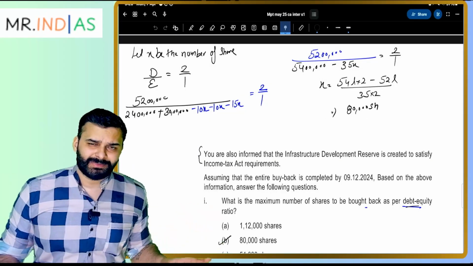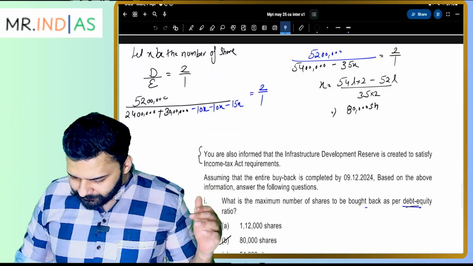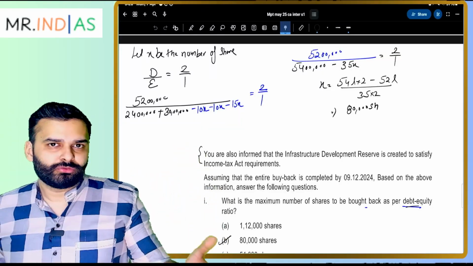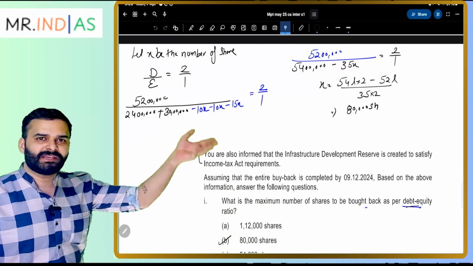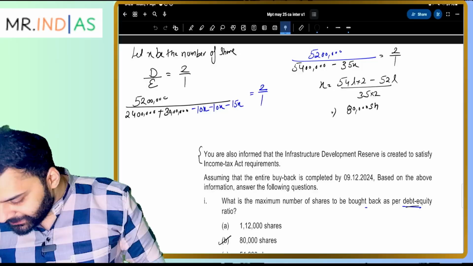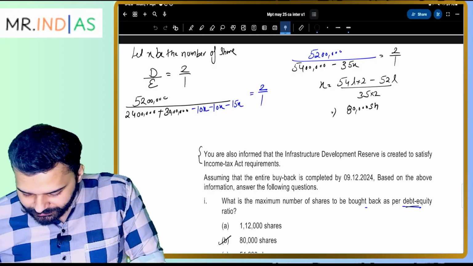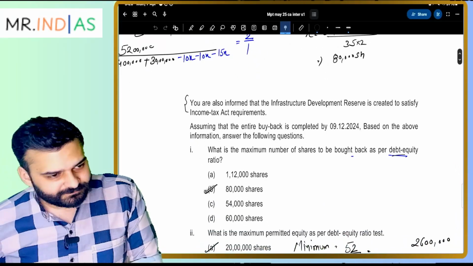There are various other methods as well to solve this question, but since I want you to understand the basic concept, that is why we start from scratch, from the basics, right? So we got the answer of 80,000 shares. 80,000 shares are required to be bought back, and the answer is B.